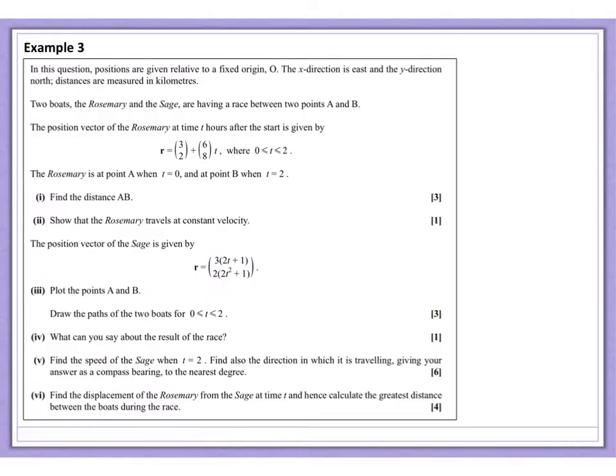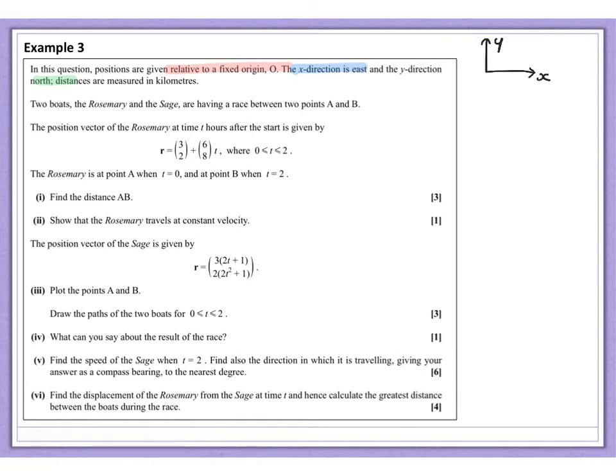So example 3, we've got another quite extended question. So let's read through all the information really carefully. Don't ignore this information at the beginning, there could be useful content here. So positions are given relative to a fixed origin. The x direction is east and the y direction is north. So we're dealing with the usual situation regarding the axes.